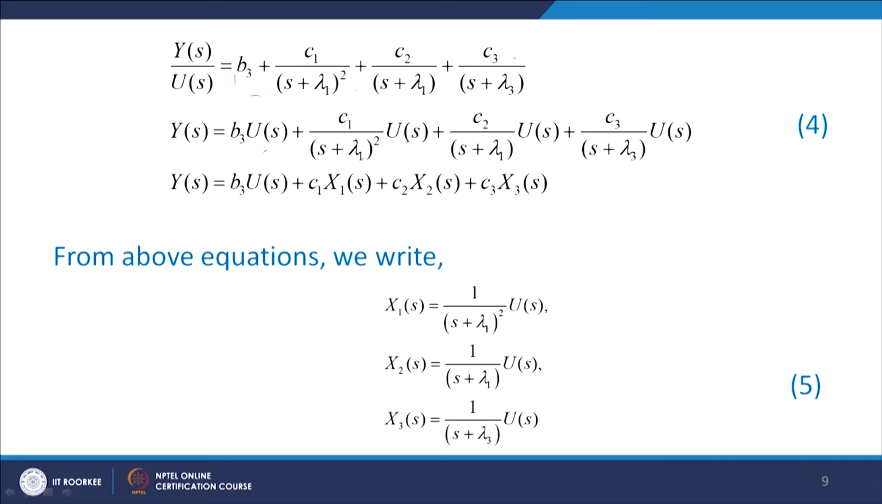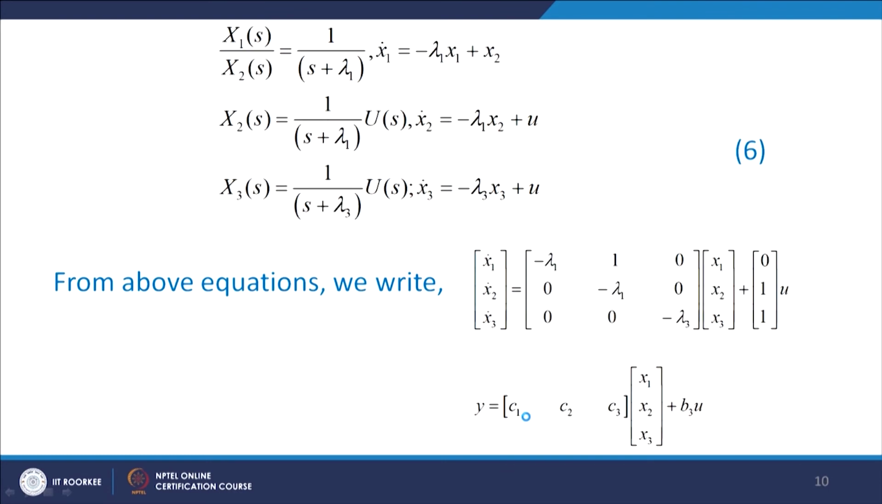Now, we have solved this equation: Y of s equals b3 into U of s, plus c1 over (s plus lambda 1) square into U of s, plus c2 over (s plus lambda 1) into U of s, plus c3 over (s plus lambda 3) into U of s. The term U of s over (s plus lambda 1) square we have taken as x1 of s, U of s over (s plus lambda 1) as x2 of s, and U of s over (s plus lambda 3) as x3 of s. Now, again from the above equation we write x1 of s equals 1 upon (s plus lambda 1) square into U of s, x2 of s equals 1 upon (s plus lambda 1) into U of s, x3 of s equals 1 upon (s plus lambda 3) into U of s.